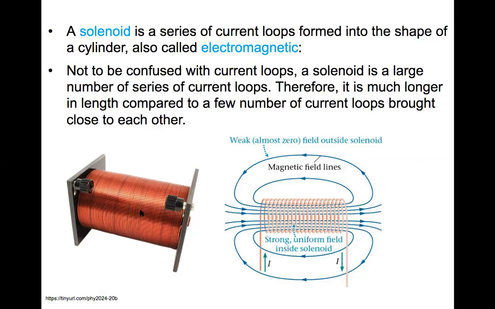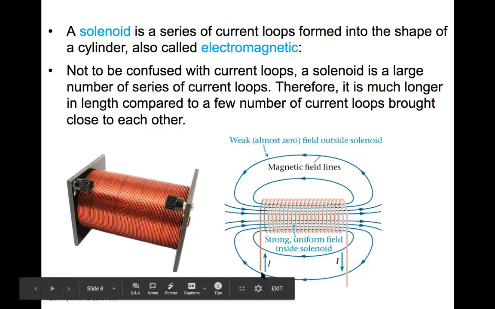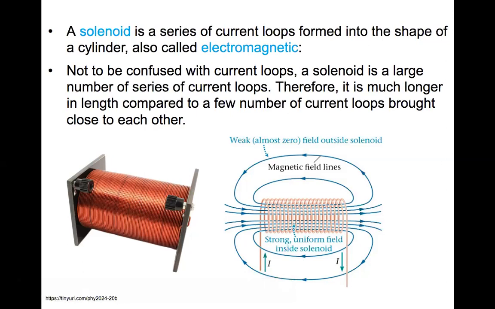On the right figure here, this is what happens. You send in the current from one side, and the current goes through each of these turns of coils over here, then exits on the other end. For each single loop, as we talked about in the previous slides, it will generate magnetic fields. With so many turns of coils together, the magnetic field is going to be enhanced.